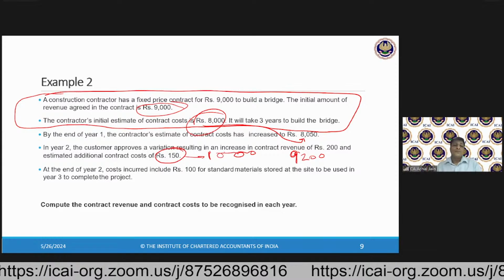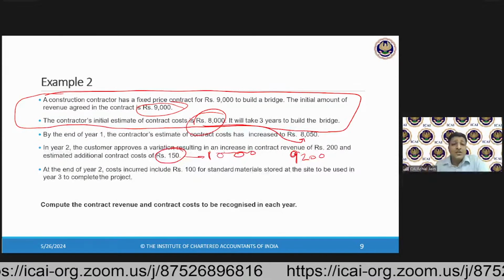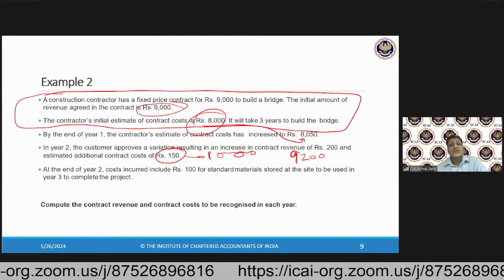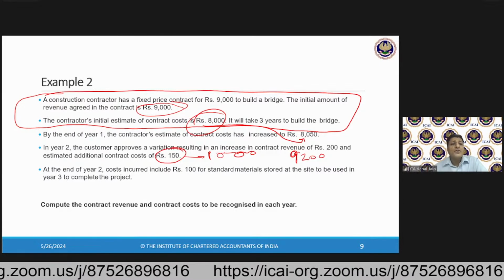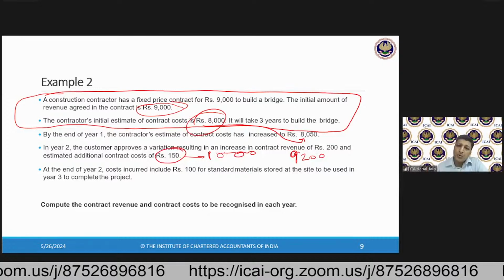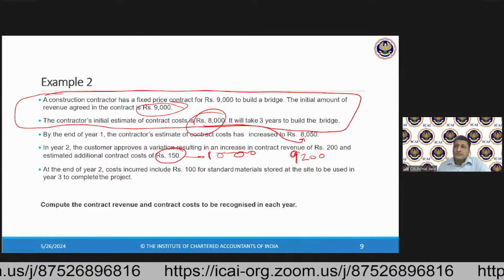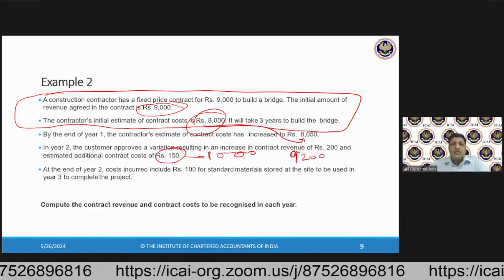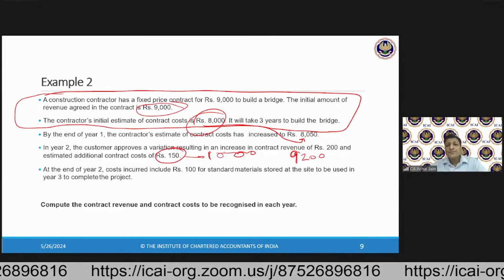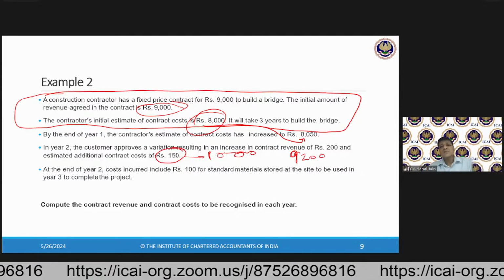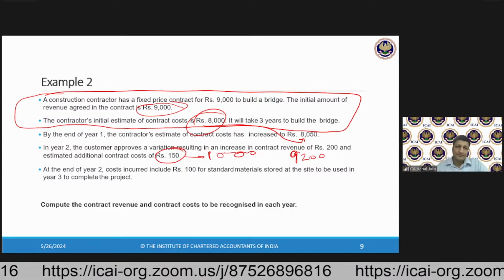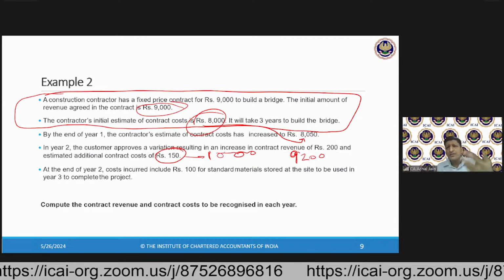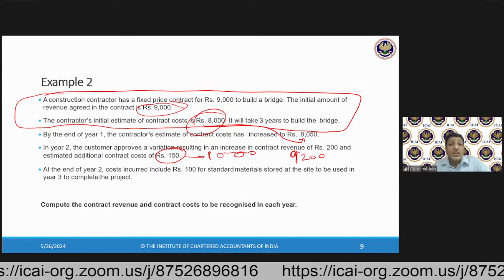Now, at the end of year 2, cost incurred includes rupees 100 for standard material stored at the site to be used in year 3 to complete the project. In this case, you are required to do the accounting for all 3 years as per AS7. Over to you. Start solving this on your own and share your answer.